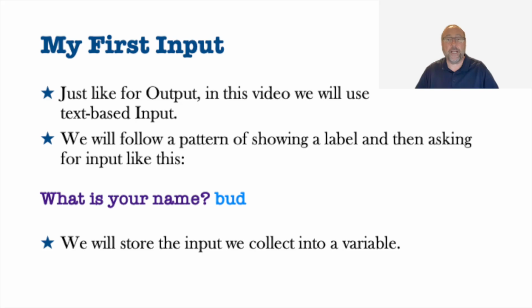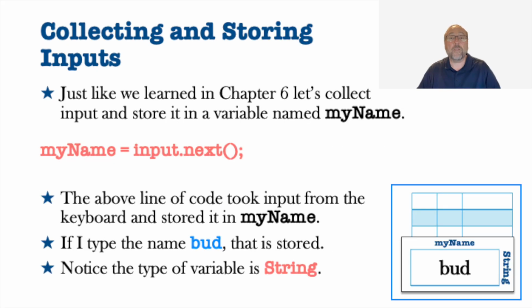We're also going to be learning a pattern and following it as we look at inputs. It involves, first of all, showing the person who's going to be putting in the input what it is you want them to do in the form of a label, like, "What is your name?" And then giving them a prompt to put in their input. We're also going to make sure that whatever the person types in from the keyboard gets stored in a variable. We learned about variables in our last chapter.